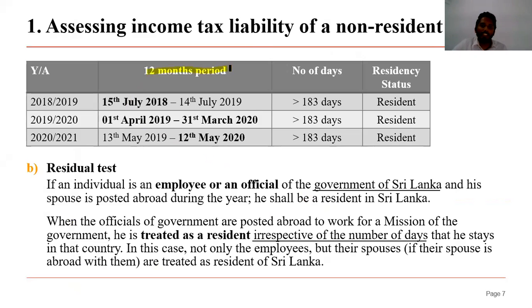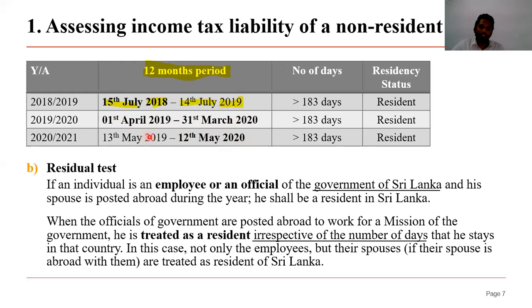The 12-month period is very important for you to determine: 12-month period from 15 July to 14 July 2019, right? Then 1st of April 2019 to 31st March 2019, then another 12-month period. Then 13 May to May 12, 2020. Because this year anyway he is falling under the financial year, no need to even, then we need to just calculate the number of days.